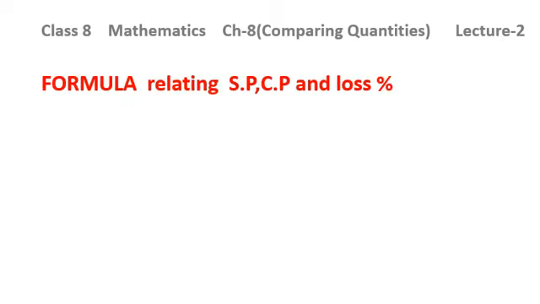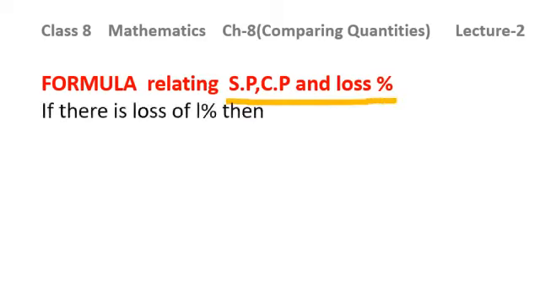Now coming to the formula relating SP, CP and loss percent. We need to find the formula now between SP, CP and loss percent. So how will we proceed? Again, in the previous case we have taken profit as P percent. Here we need to deduce the formula between SP, CP and loss percent. So we have taken loss as L percent.